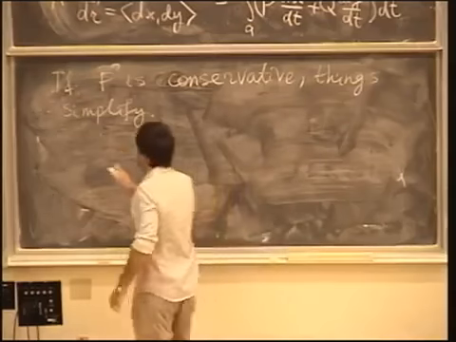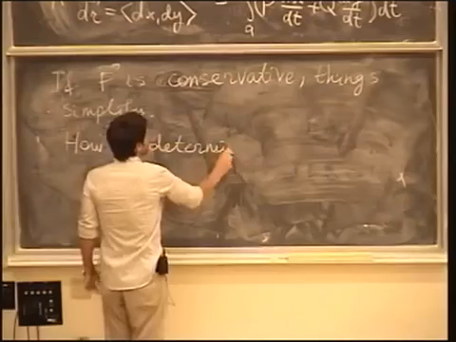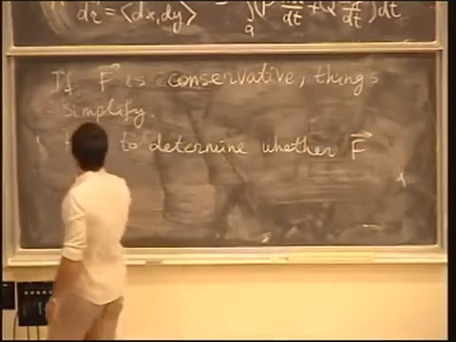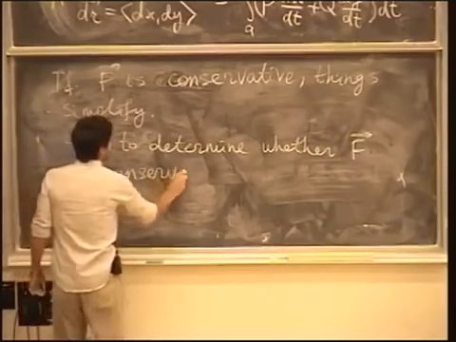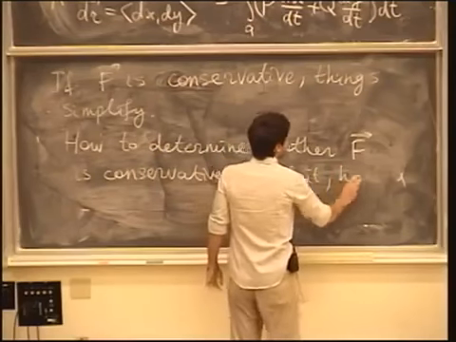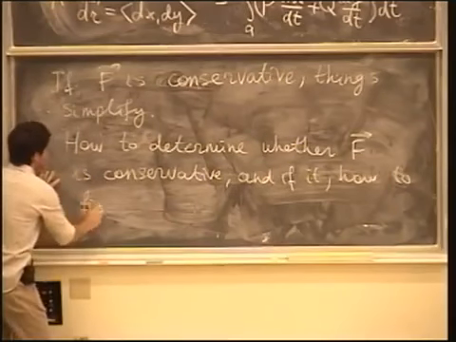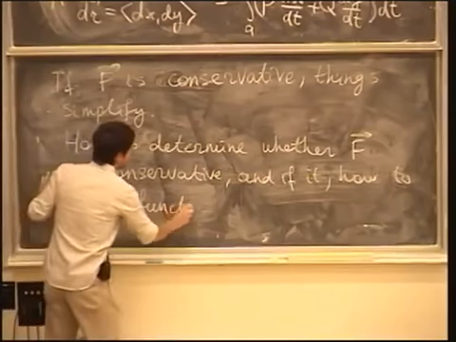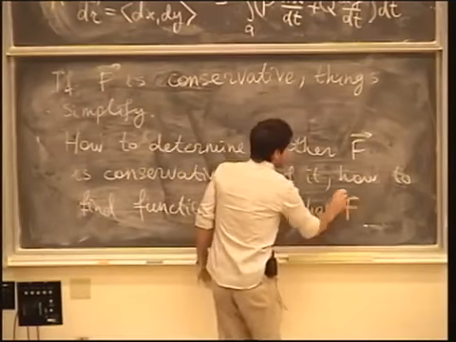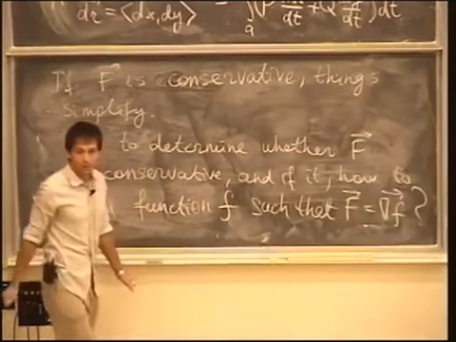How do you determine whether F is conservative? And if it is, how to find the function f such that this vector field is the gradient of that function. That's the question.